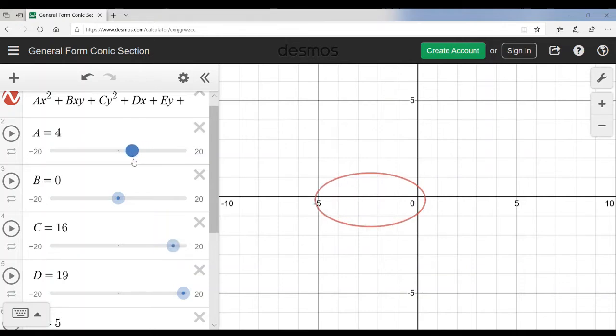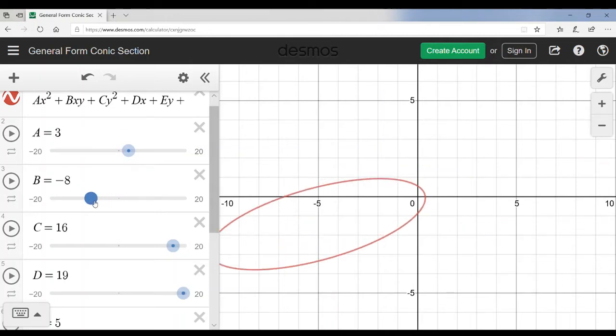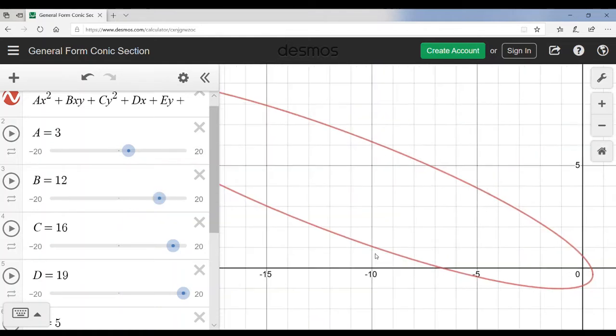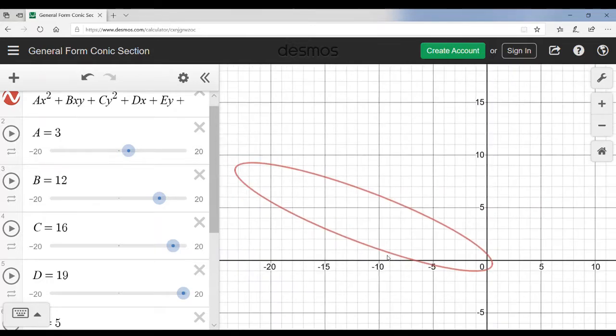Let's make it a little bit longer. All right, so there's an ellipse. Now notice what happens when I change B. B sort of rotates the axis. So instead of the major axis being horizontal or vertical, B gives us the major axis on a slant.